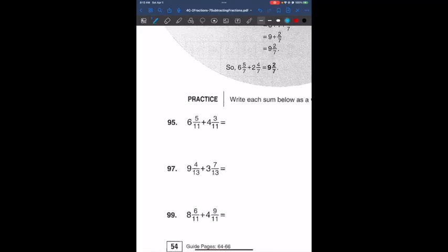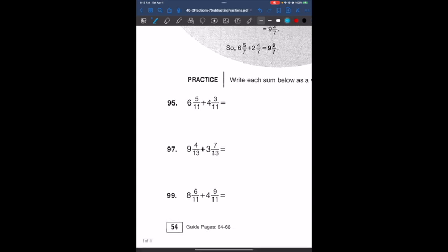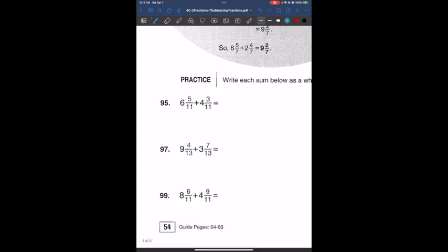And so for this question, we're first going to add the whole numbers together. So we're going to do 6 plus 4, which gives us 10. And then we're going to add the fractions together. And that's going to give us 8 over 11. So we're going to write 10 and 8 over 11 as our answer.